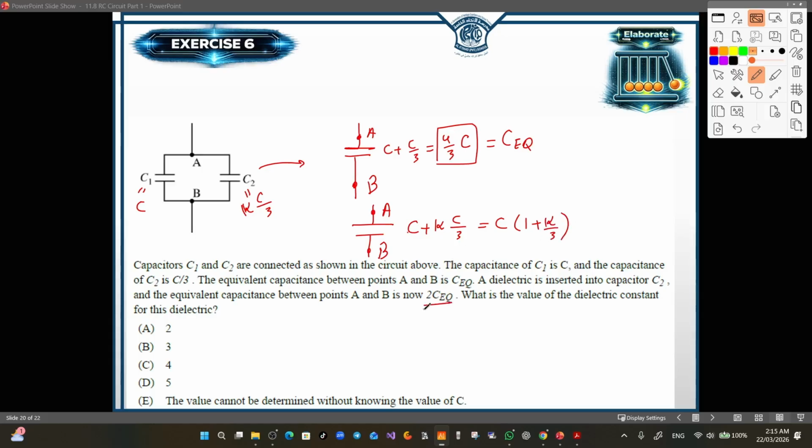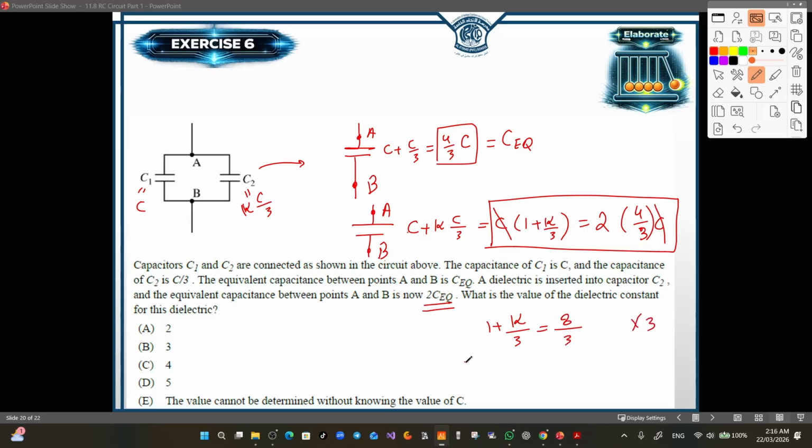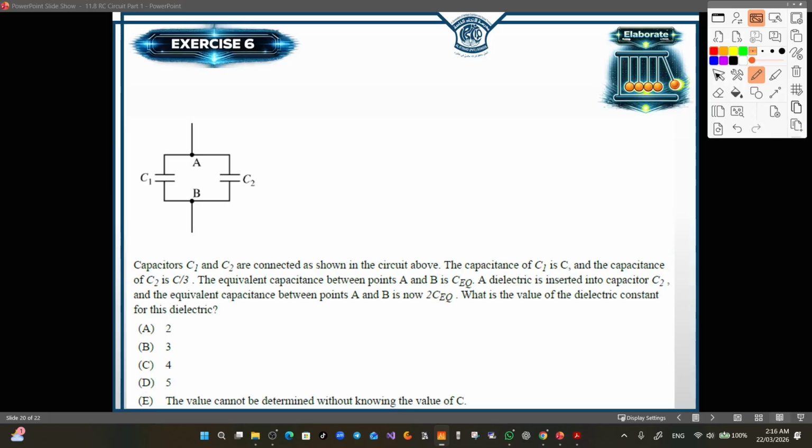Now we found it to be double the one in the previous trial. So this actually is equal to double of the C equivalent, so 2 times 4 over 3 C. Now C with C cancelled out. Let's solve it for kappa. So 1 plus kappa over 3 equals 8 over 3. Now we multiply both sides times 3. 3 plus kappa equals 8. We move 3 to the other hand side, it becomes minus. So 8 minus 3 equals 5, and the correct answer is 5, which is D.